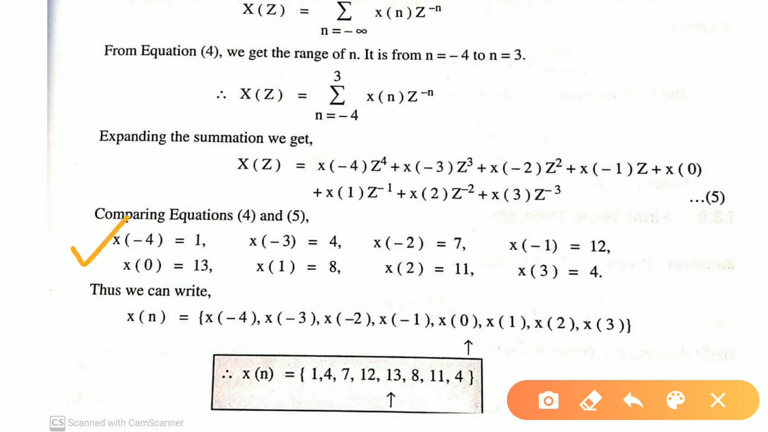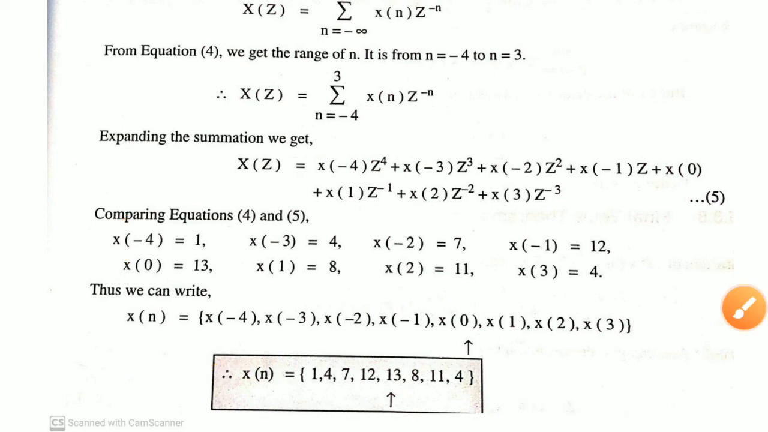Just put these values in this form: x of n is equal to, in curly brackets, 1 4 7 12 13 8 11 and 4, and the value which is x of 0, just show an arrow at that point, which is nothing but the 13. So you should show the arrow at the 13. This is our final sequence and the final answer of this given problem.